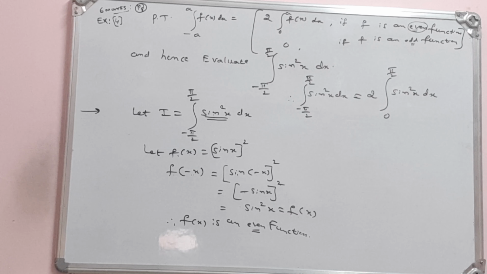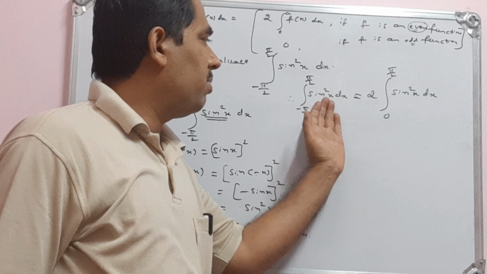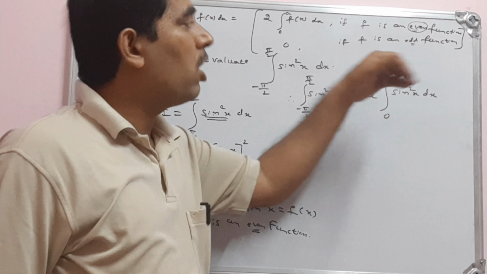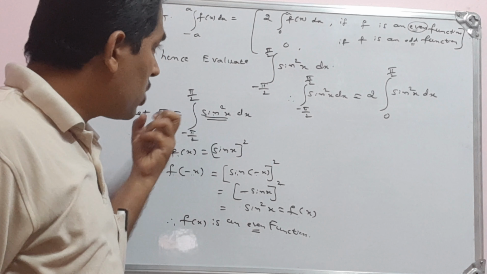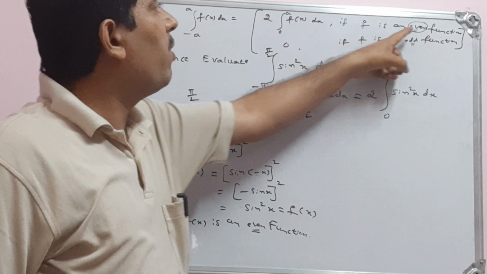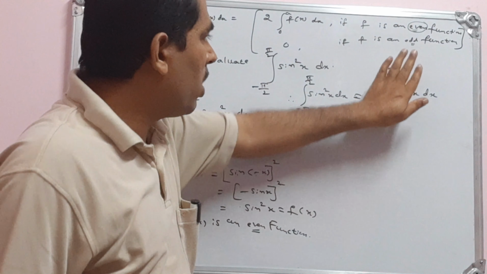Okay, 0 to pi by 2 of sin square. So you understand it properly. This is nothing but 2 times this, because our function is an even function. If it turns out to be an odd function, then the answer would have been 0. Now our function is what? Even. Therefore 2 times this. Now we have to calculate this.